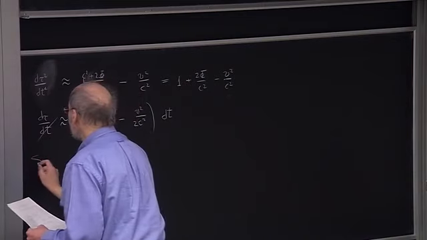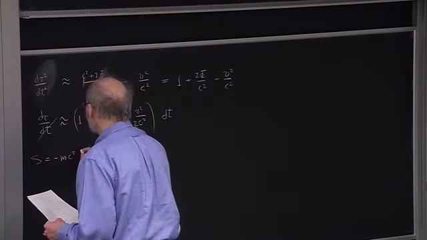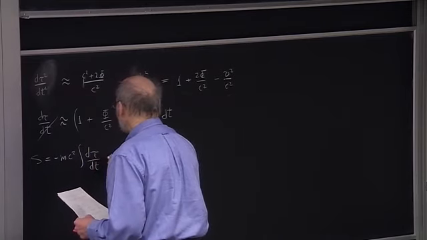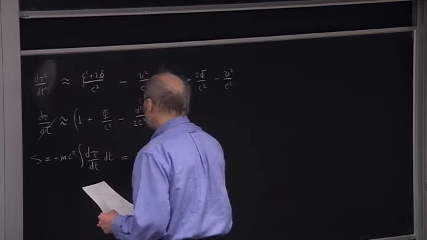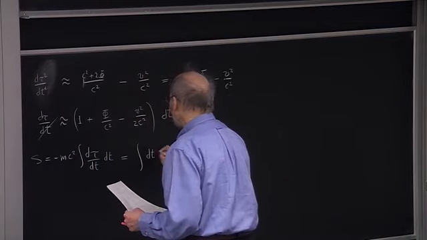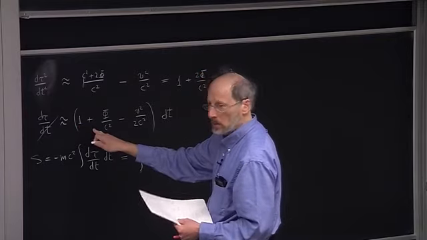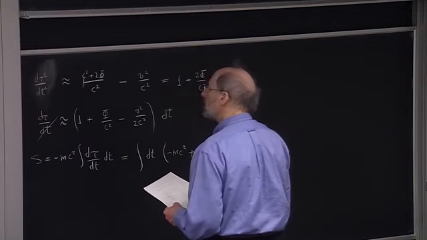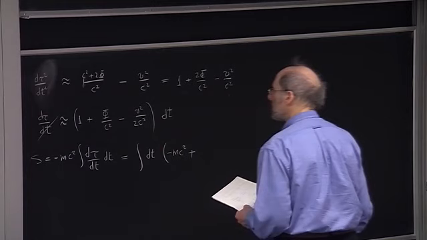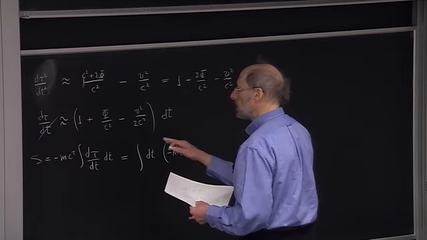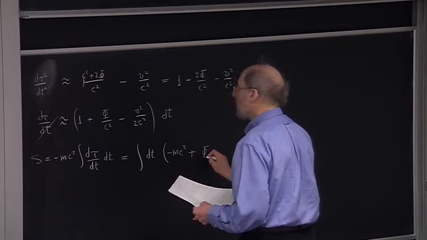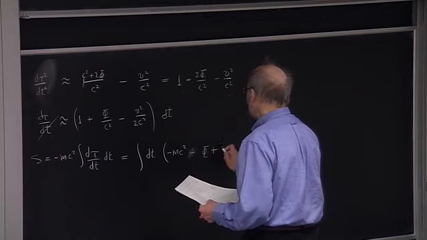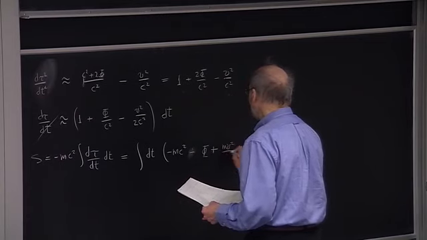the action, now remember, was minus m times c squared times the integral d tau, which I can write as d tau dt times dt. So it's just the integral dt of minus mc squared times this expression, right? Which is equal to minus mc squared. Somehow I have the impression I divided and multiplied by c squared unnecessarily, but anyway, plus phi, minus phi, sorry, plus mv squared over 2.